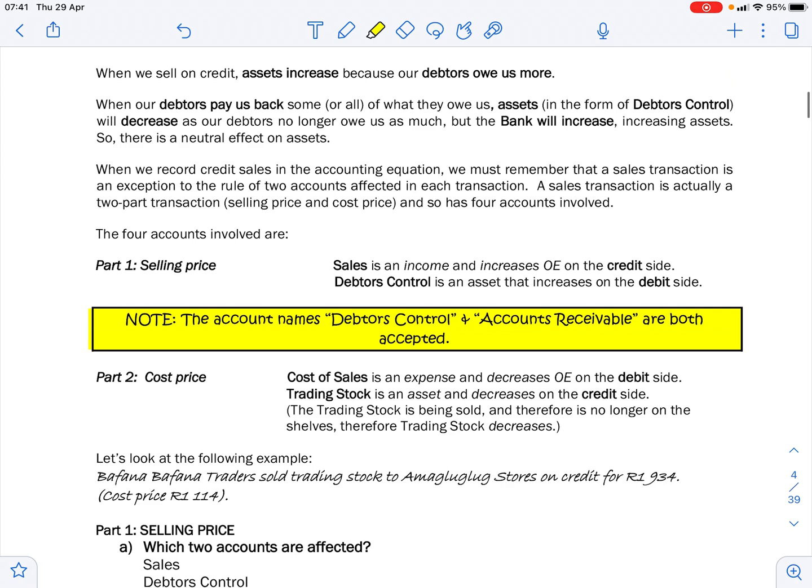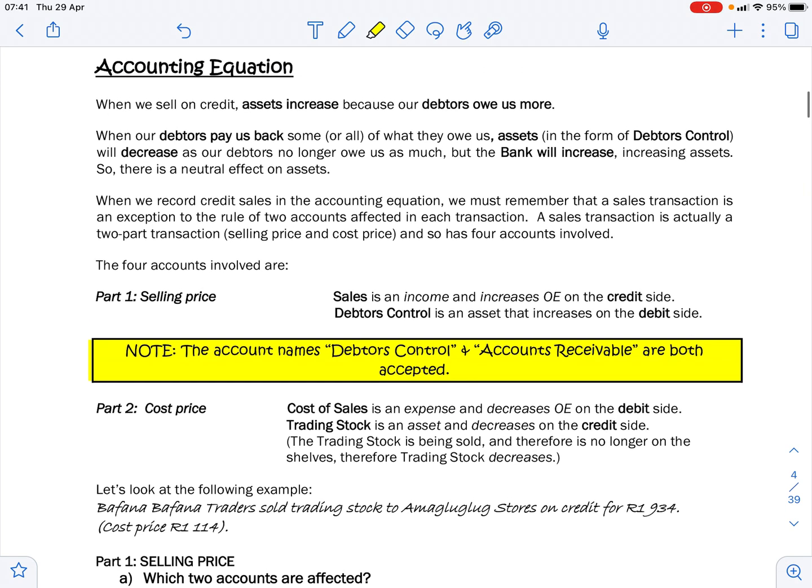If we look at the accounting equation, when we sell on credit, assets increase because our debtors owe us more. When our debtors pay us back, or all of what they owe us, in the form of debtors control, it will decrease our debtors, as our debtors no longer owe us as much, but bank will increase. So there's a neutral effect on assets, i.e. a plus minus.